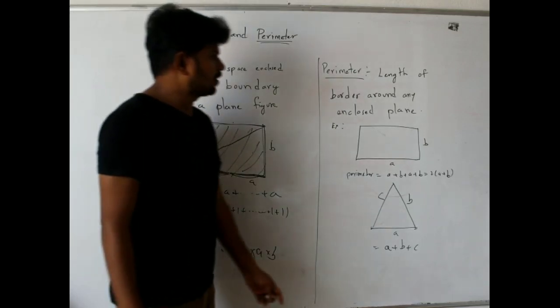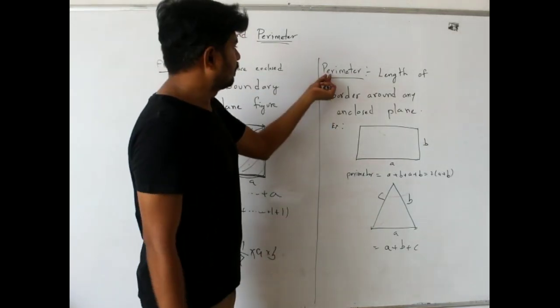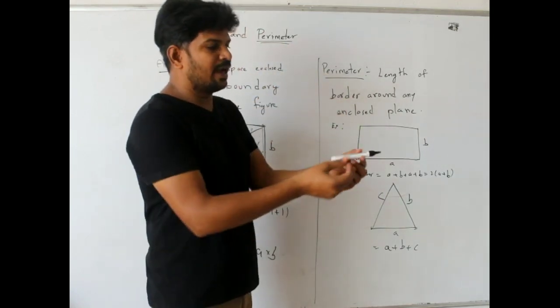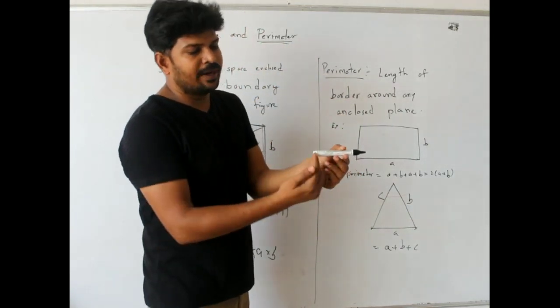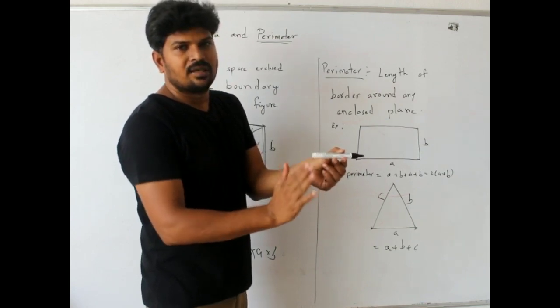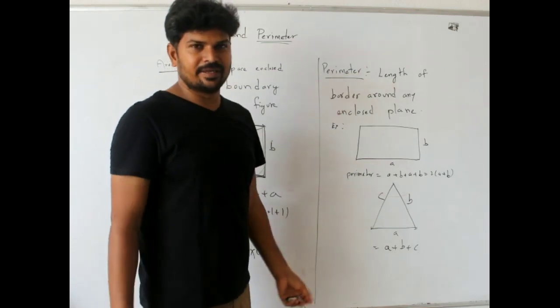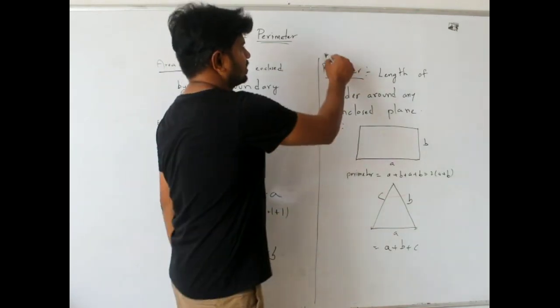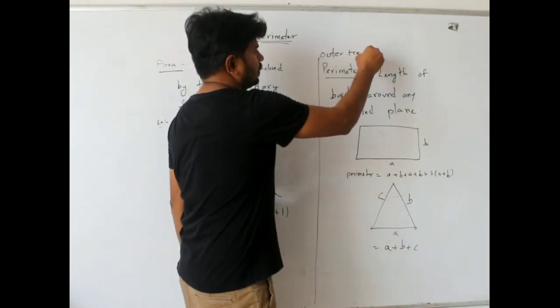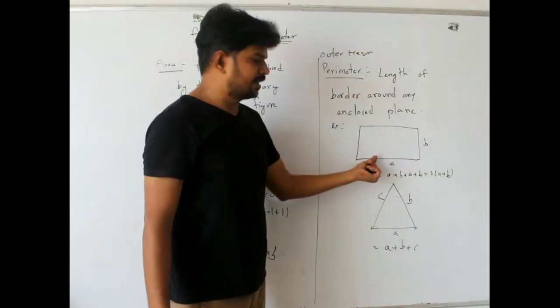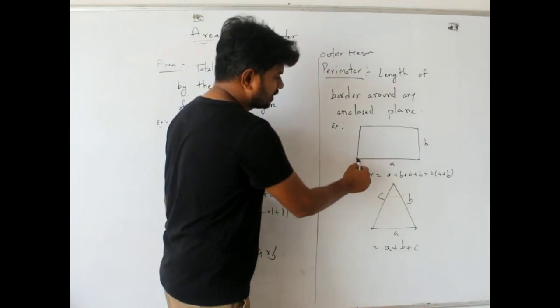Now go to the concept called perimeter. Peri means outer surface. If we have a pen like this, whatever the outer surface is, that is called peri. And meter is nothing but measurement. Outer surface measurement is called perimeter. So if you take a rectangle here, it is only the outer surface here. This is the outer surface.